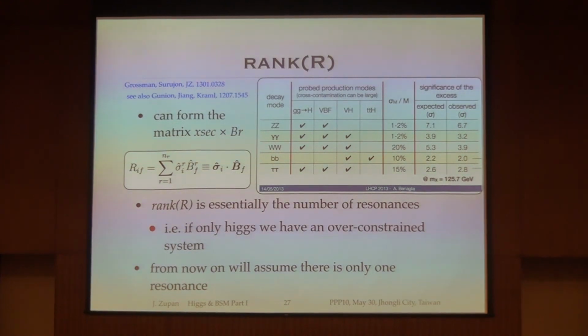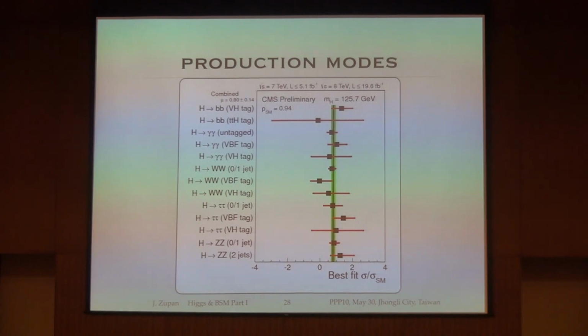One other way, what I'm telling you is that we have an over-constrained system if I'm talking about one resonance. Right? So there is a lot of information in the fact that I have many branching ratios and many production modes. So from now on, I will just not care about this exotic case where I have more resonances, and I will assume there's one Higgs that we saw, and let's see where it leads us. Okay, so there's many production modes times the branching ratios. So this is where the information is really hidden.